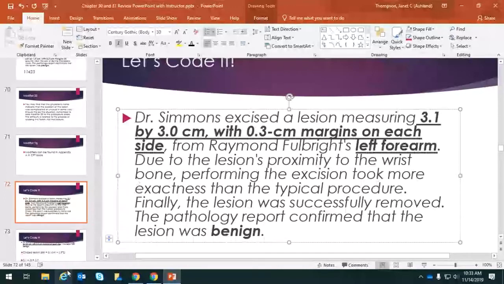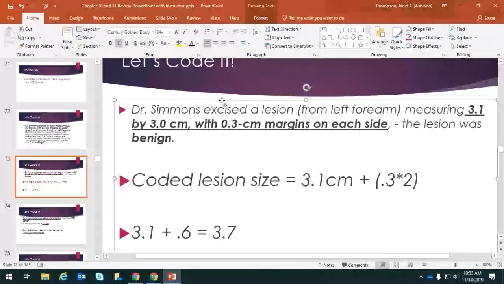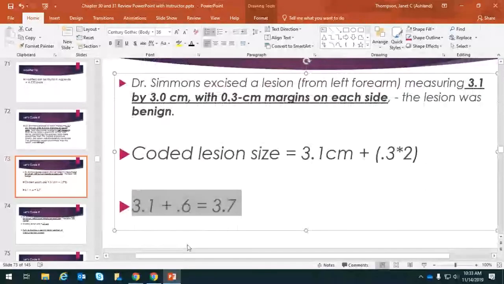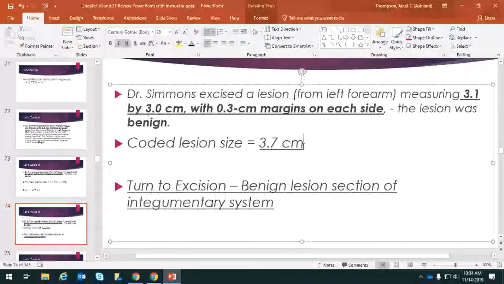All right, so we're still in our same section. We just need to get the final size of our lesion. We had a 3.1 by 3 centimeter lesion with 0.3 margins. We go by the largest size of that lesion, the 3.1, plus the margins times 2, as I show in this part of the formula right here. So the margins times 2, 0.3 times 2, is 0.6. We see the largest size of the lesion, 3.1, plus 0.6 margins. That gives us 3.7 centimeters. So our coded lesion size is 3.7 centimeters. It's a benign lesion and it's on the forearm.